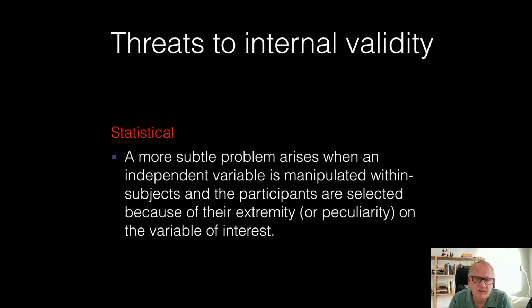This means that everybody in the study is going to get the conditions in the study, and the participants are selected because of their extremity or peculiarity on the variable of interest. So what I'm going to do is measure people over and over again, and compare the people who are really extreme on some variable. For example, maybe I pick people who differ in their anxiety. So I've got people who are extremely high in anxiety and people who are really low in anxiety, and they keep going to a therapist.